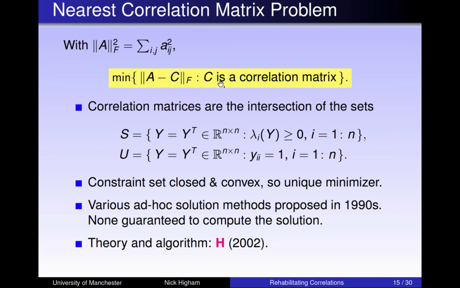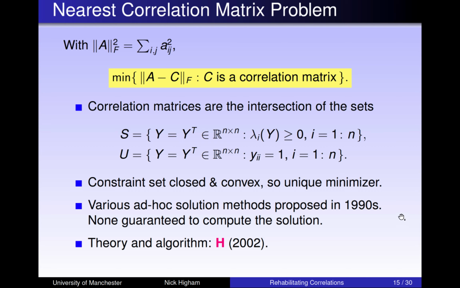So the constraints here are characterized as follows: a correlation matrix is at the intersection of these two sets. S is the set of symmetric positive semi-definite matrices, i.e. non-negative eigenvalues, and U is the set of matrices that are symmetric with ones on the diagonal. And so the correlation matrix is at the intersection of these two sets. That intersection is a convex set. It's a closed set. And so you can conclude from existing approximation theory that there is, in fact, a unique solution to the problem.